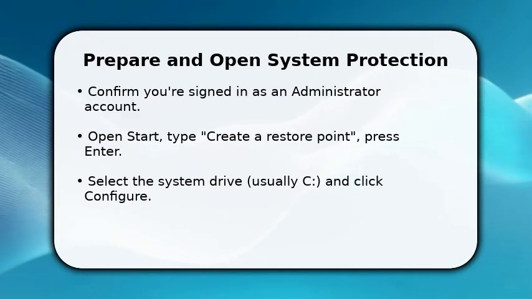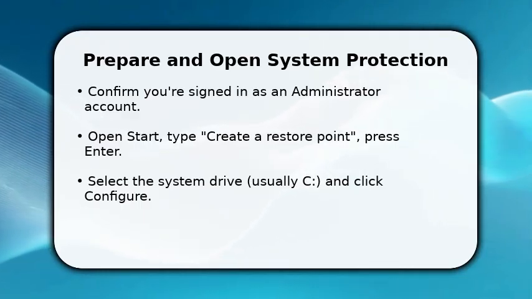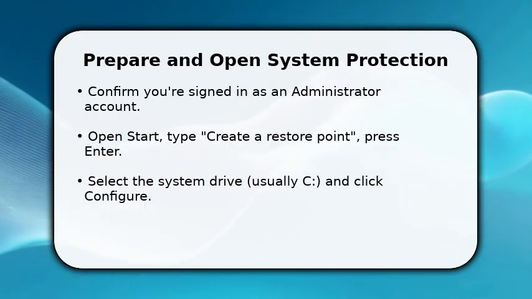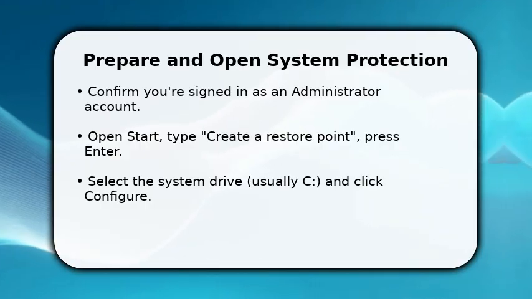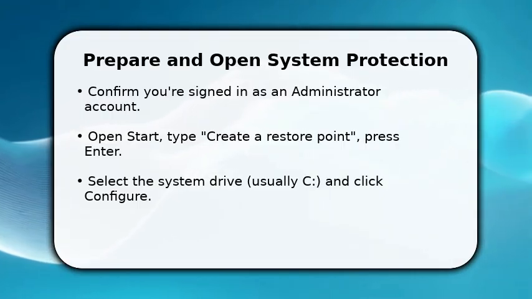Enjoy the video. You start by confirming administrator access. This is required to change restore settings. Once done, open Start and type, create a restore point to jump straight to System Properties. Make sure to select the system drive, usually C, so you configure protection for Windows.